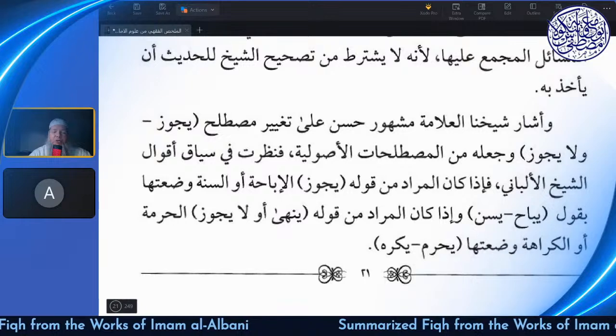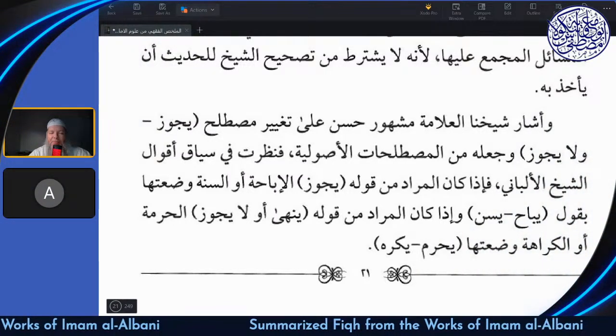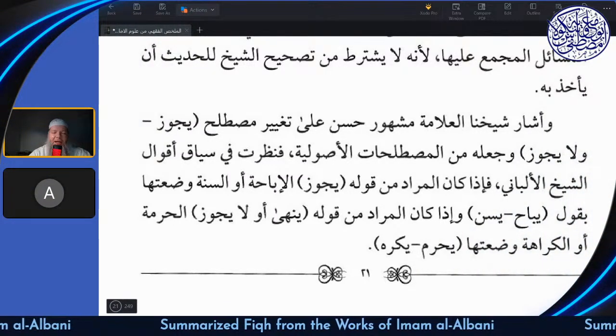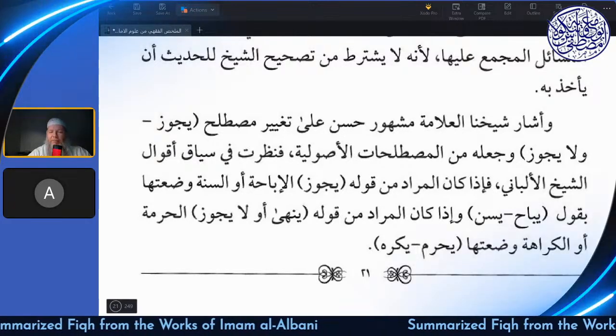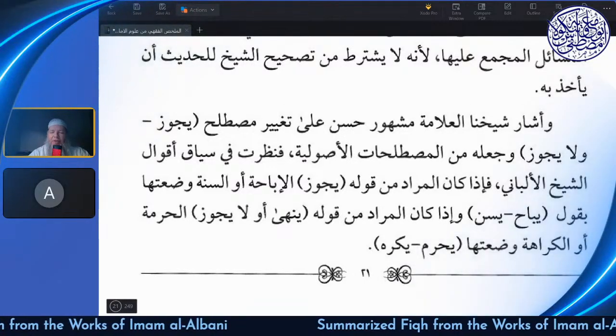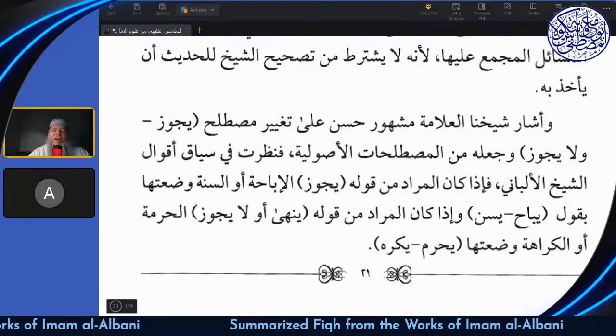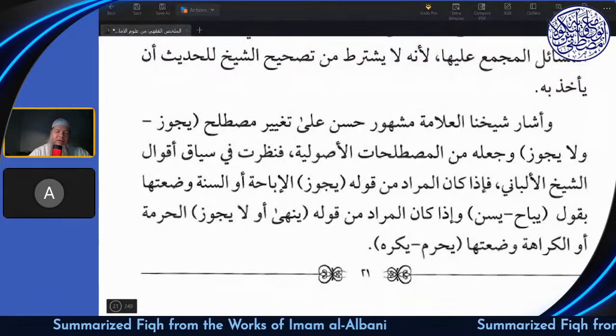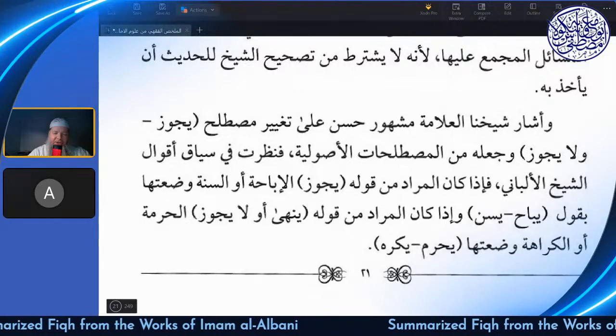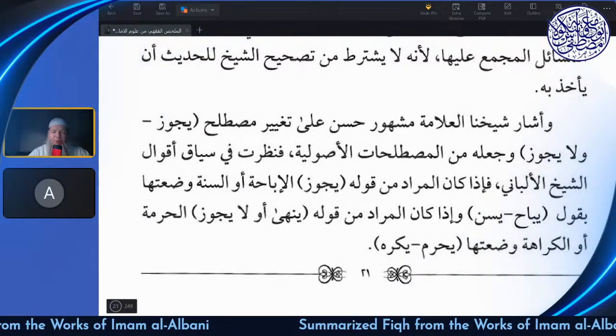Sometimes the sheikh might say yajuz and he means it's permissible, meaning mubah. Sometimes he might say yajuz and he means it's sunnah, it's mustahab. So therefore he changed it. The word permissible could mean in the Sheikh's speech, it could mean just simply permissible, right?